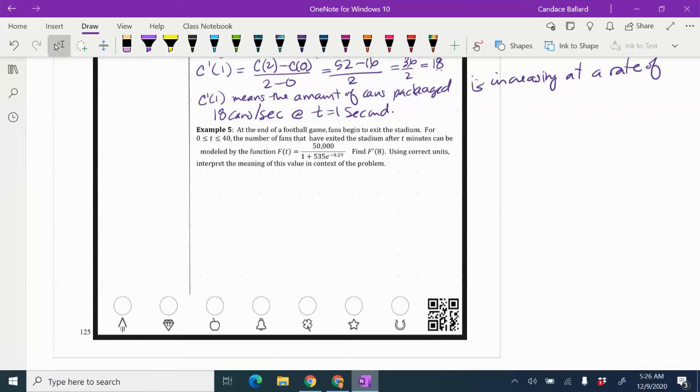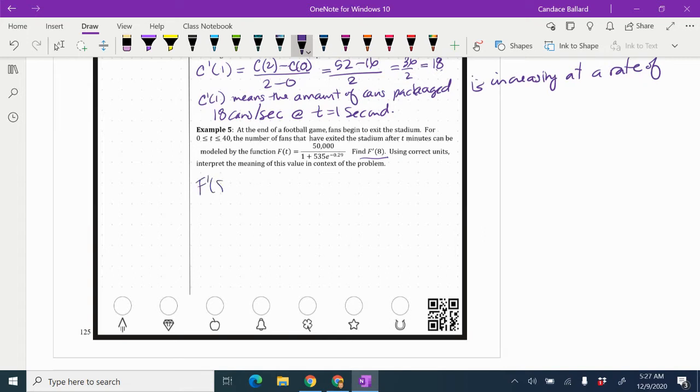In this video, we're going to continue topic 4.1, and we're going to look at example 5 and 6. So at the end of a football game, fans begin to exit the stadium. For t equals 0 to 40, the number of fans who have exited the stadium after t minutes can be modeled by the function. So they give us a crazy function. This would be a calculator problem. We are supposed to find f prime of 8 using correct units. Interpret the meaning of this value in the context of this problem.